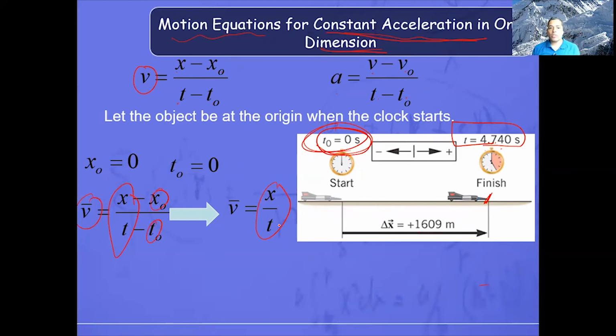Now from here, let's figure out the average velocity. Average velocity is v equals delta x over delta t, right? What is my delta x? This is my delta x, right? x minus x0 is delta x, which is 1609. What is my delta t? From here to here is this many seconds, right? So 4.74. So if you do the calculation, how much do you get? You get 339.5 meter per second. That's your average velocity. Okay, that's how you figure it out. All right.